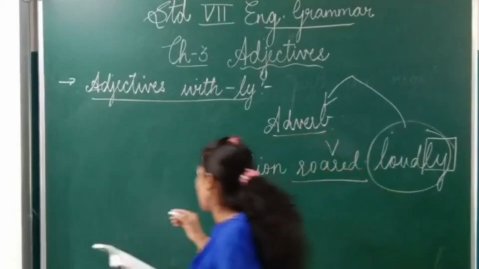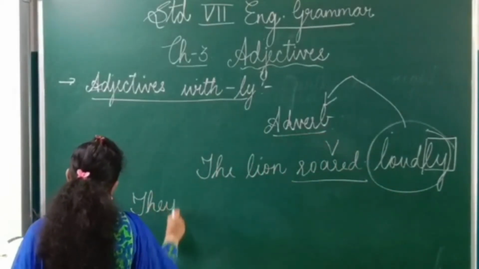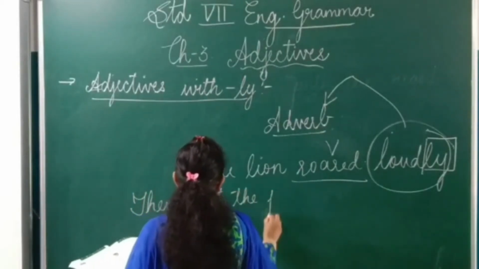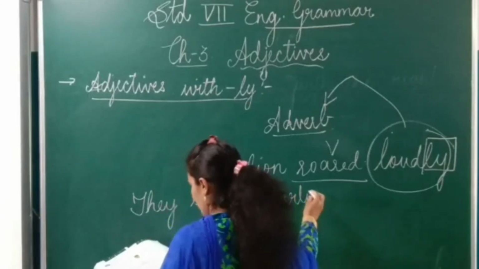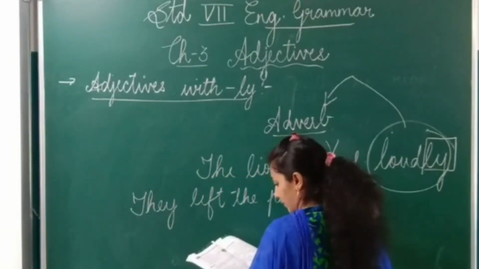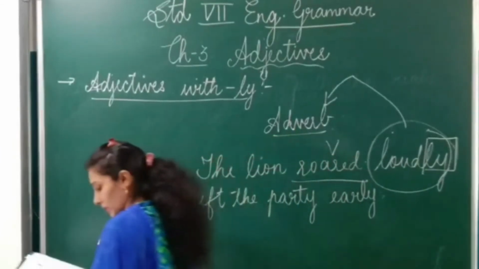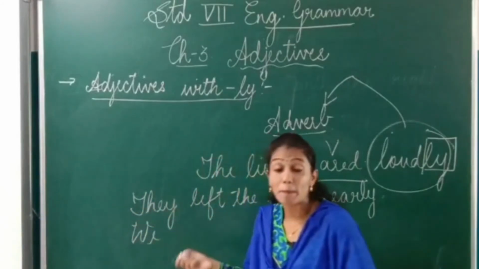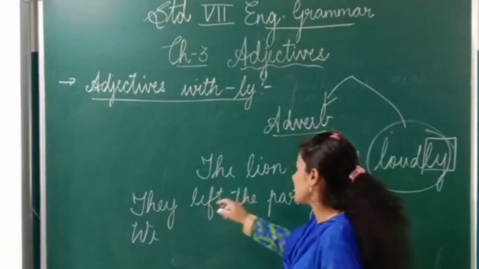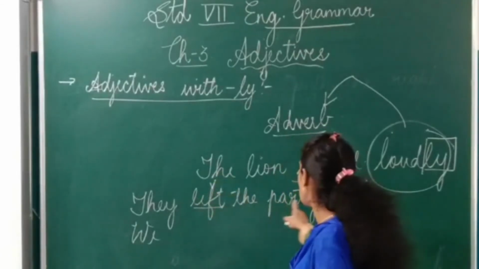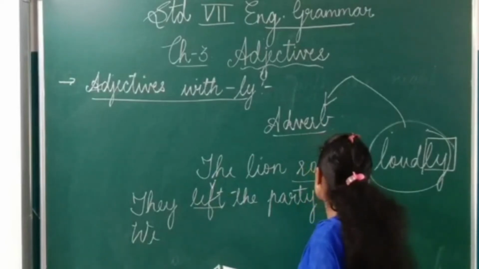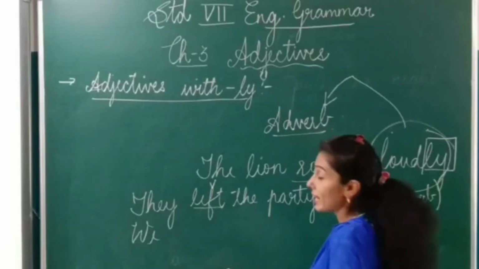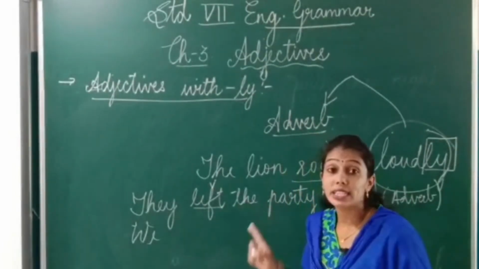Now I'll give you one more example. All of you look here, pay attention children, on the board. They left the party early. Here, they left, that is the verb. They left the party early. So early is here an adverb. Okay children, the word ends with ly, but here it is an adverb.